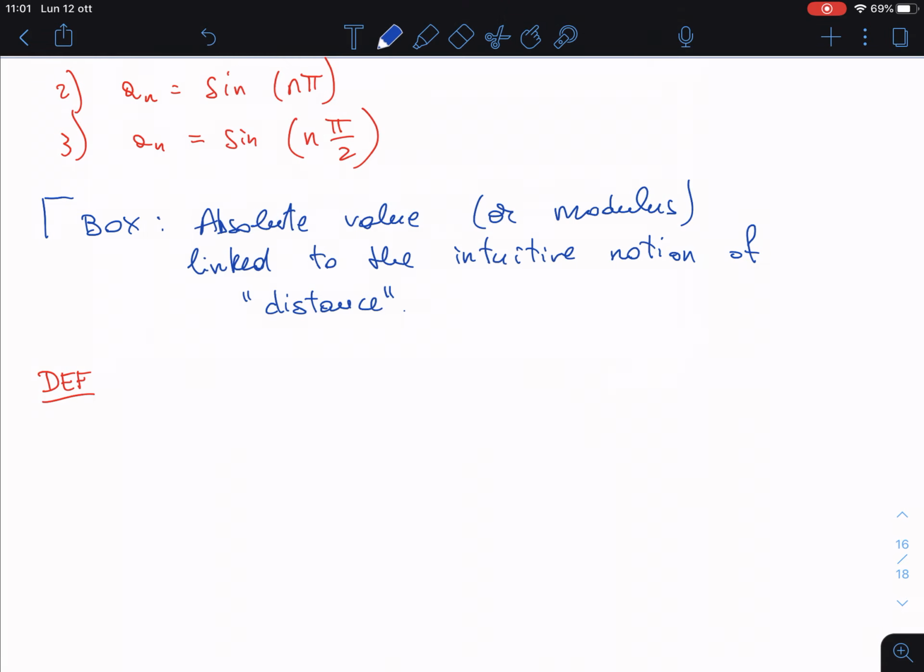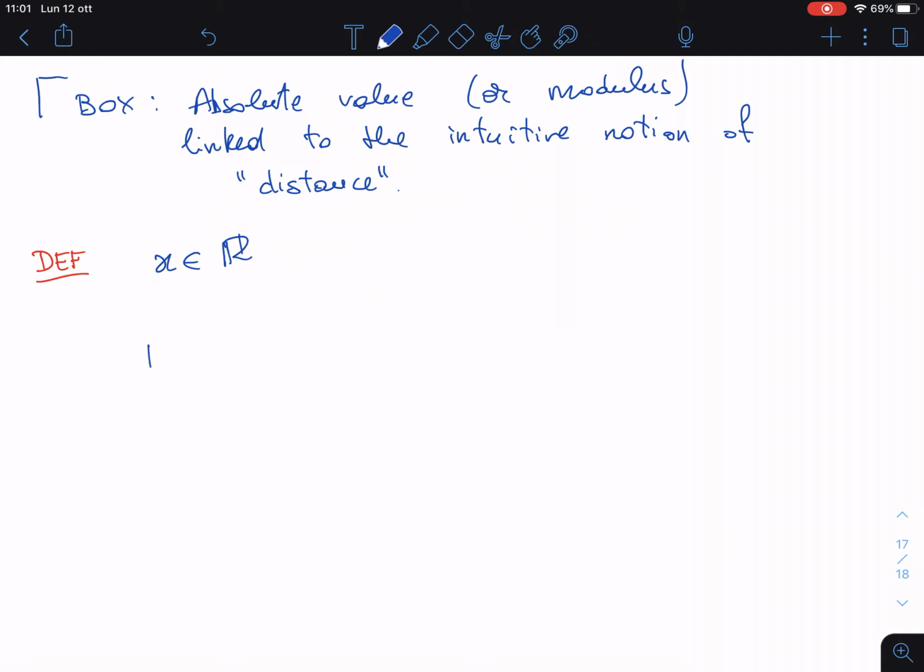Here you have x in R. And so the absolute value of x is x if x is non-negative, and minus x if x is negative. Okay? This is the definition. In particular, I don't like false definitions like it is the number without the sign. The absolute value has a sign. The sign is positive, or at least non-negative.